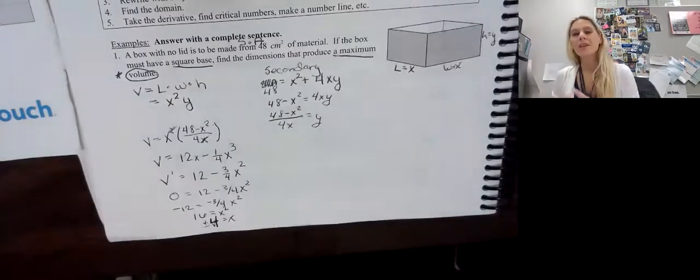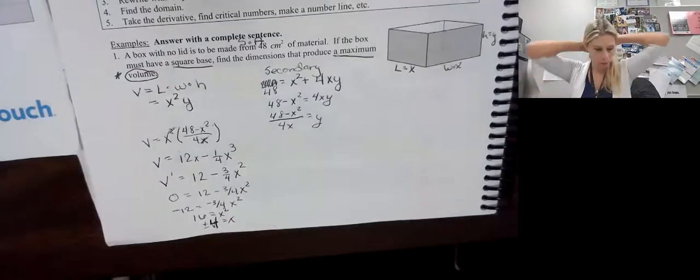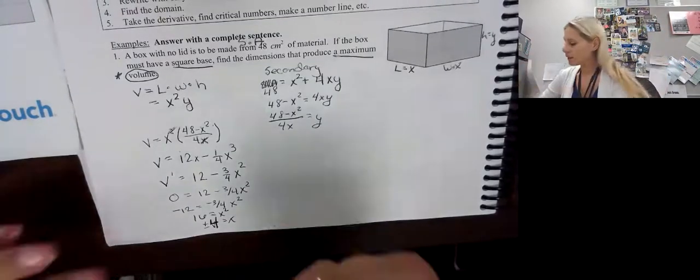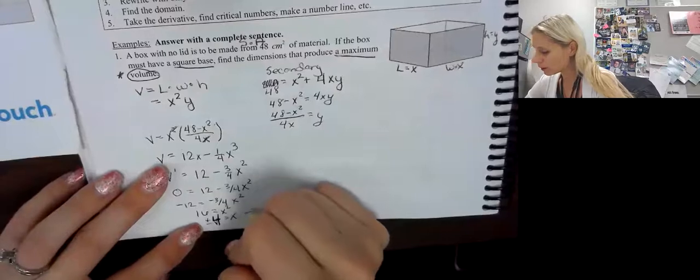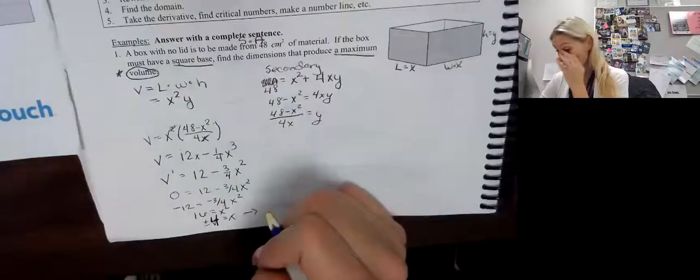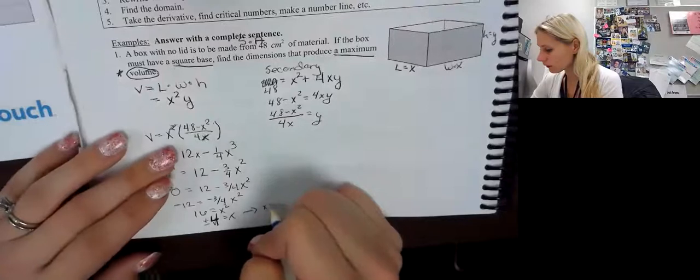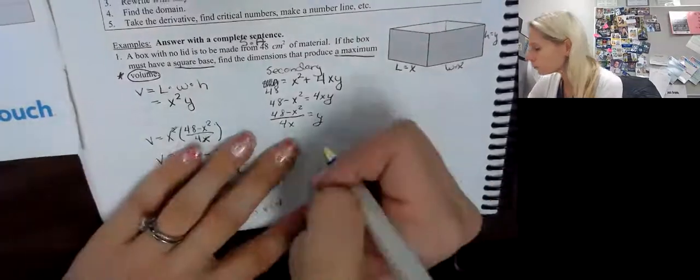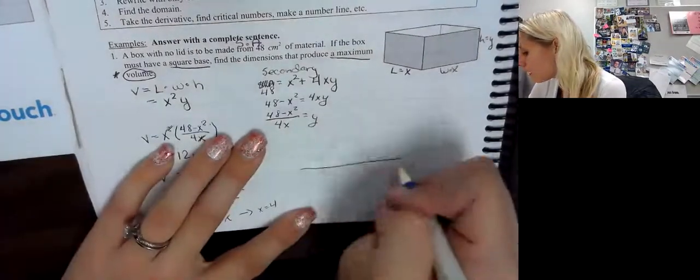Okay, but we're talking about a situation, so we have to talk about what works and what doesn't. As you can see, we're not going to use negative 4, right? Because we can't have a negative length. So x equals 4. And this is when we do our sign array. So 4 is going to be on there.